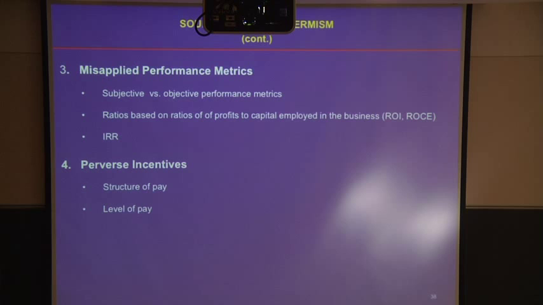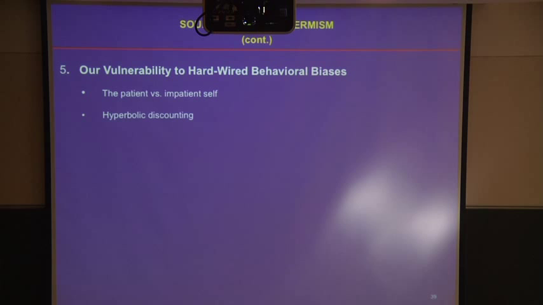Okay, and then our vulnerability, the hardwired behavioral biases. There's a ton of stuff in brain science that I talk about in the paper that leads us to short time horizons, a shrinking of time horizons. And of course, we've got the decreasing tenure of institutional leaders. CEOs are getting fired more and more and quicker and quicker.